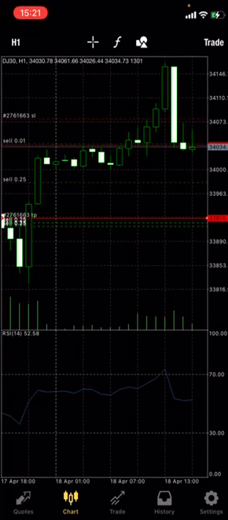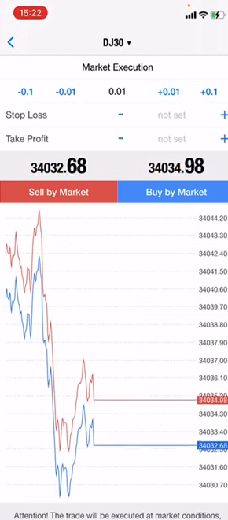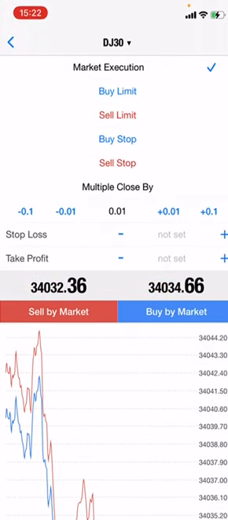what you need to do is you can just click on this arrow that says trade, right? And then where it says market execution, you realize once you click on it, there are various types of options that you can choose from. You've got buy limit, you've got sell limit, you've got buy stop, you've got sell stop as well.